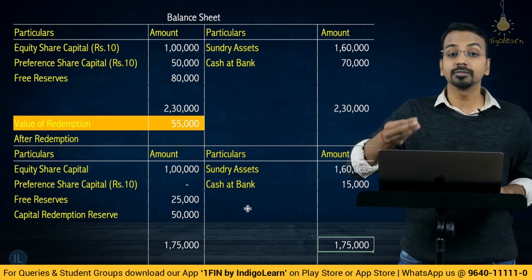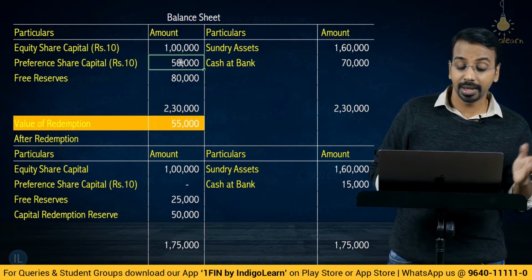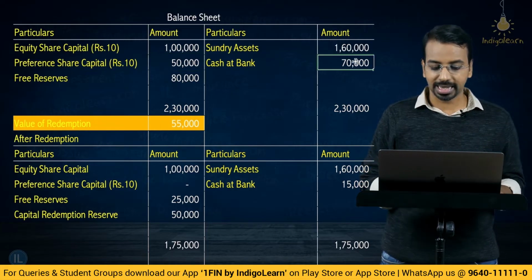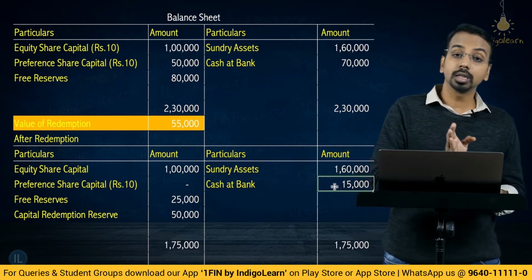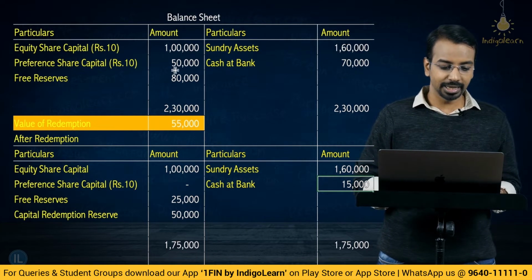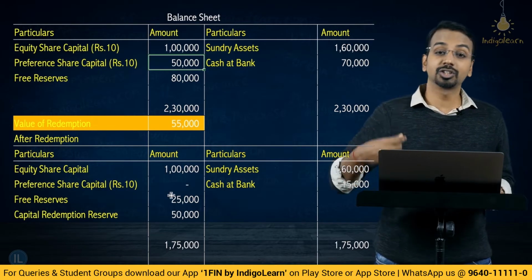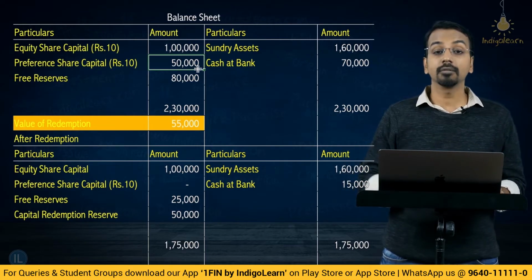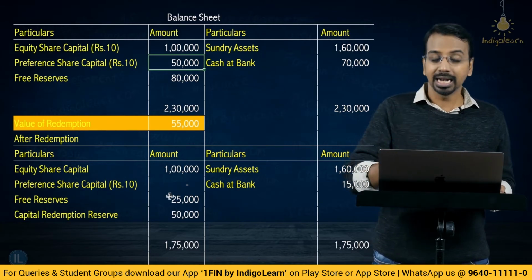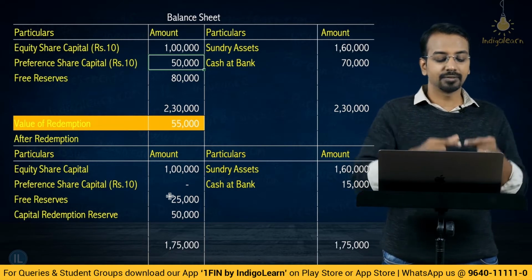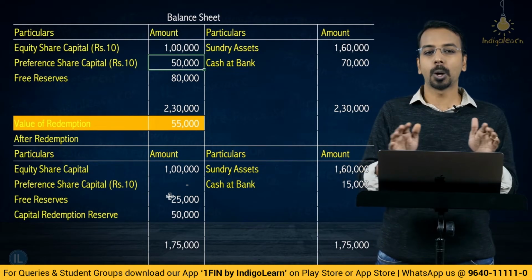If you carefully observe the movement of funds, 50,000 of liability is gone, and an additional 5,000 was paid. So 55,000 has been reduced from this cash balance of 70,000, which takes us to 15,000. On the equity and liability side, the preference share liability of 50,000 is gone, and in addition 5,000 of premium was paid. So a total of 55,000 has gone out, 50 from here and 5 from free reserves, and out of 80,000 we have kept aside 50,000 as capital redemption reserve. This is a base case scenario. This is a normal scenario.